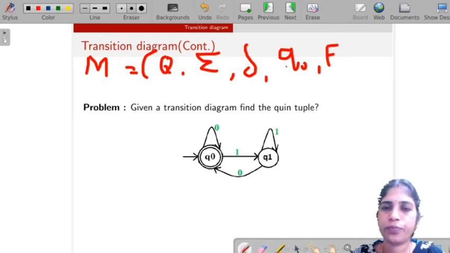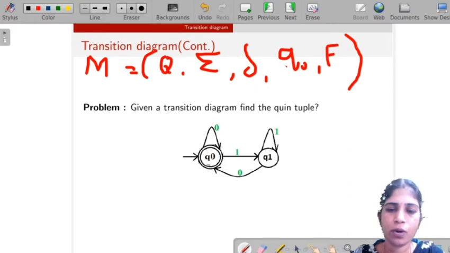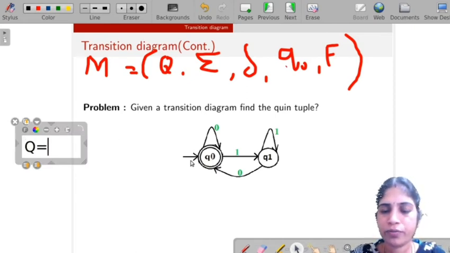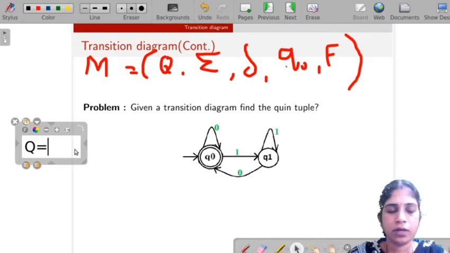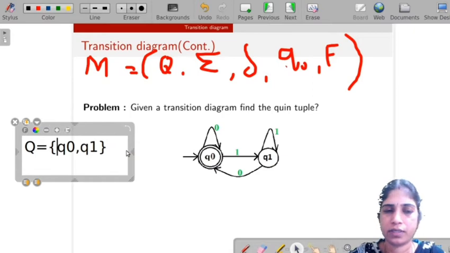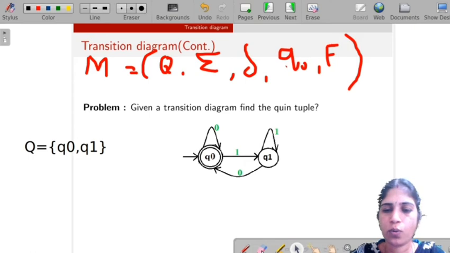So what is Q? In the given diagram, how many states are there? How many vertices in the graph? Two vertices, Q0 and Q1. So those are the states of the given transition diagram. So Q0, Q1 are the states. It is a finite set, so we write the states within the set. Okay, that is Q.